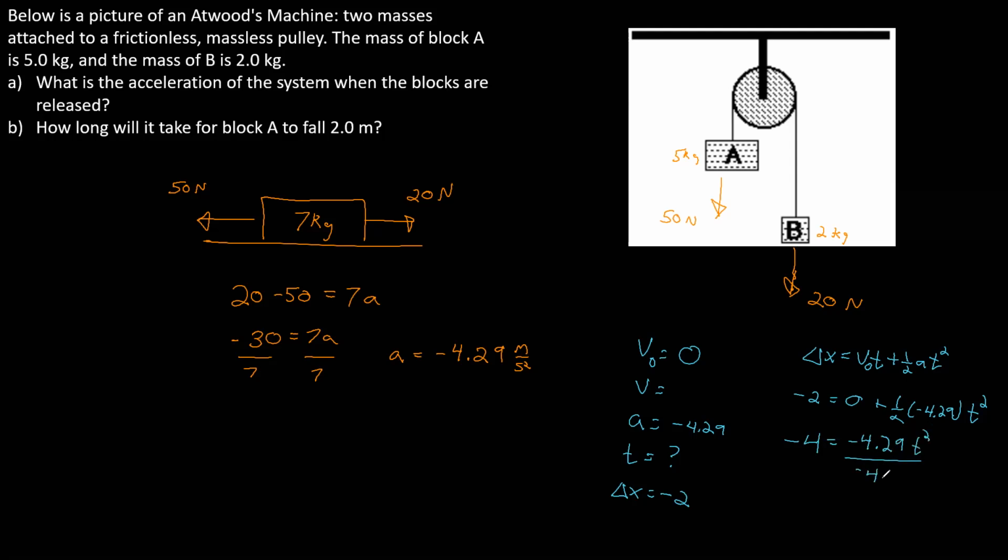Divide both sides by negative 4.29, which means I've done my sign right, because I'm not having to take the square root of a negative number. So negative 4 divided by negative 4.29 gets me 0.93 is equal to t squared, and take the square root of both to get my final answer of time is equal to 0.97 seconds.